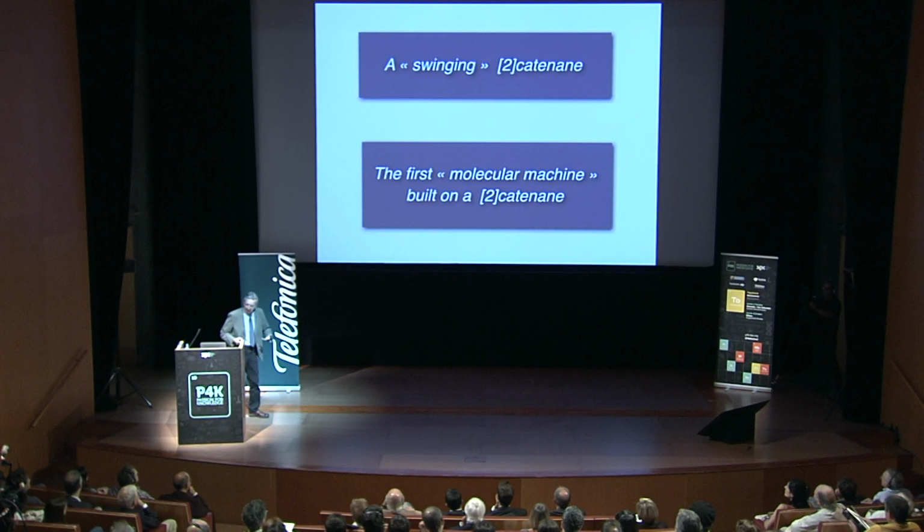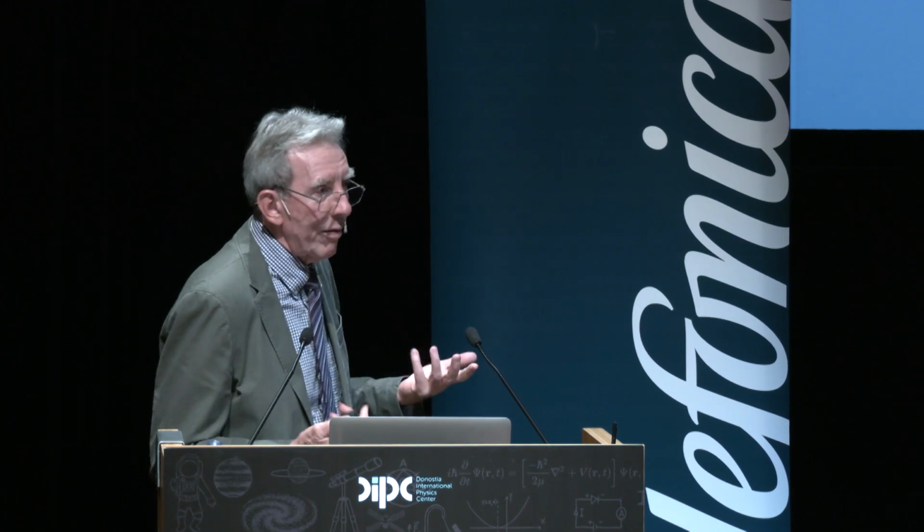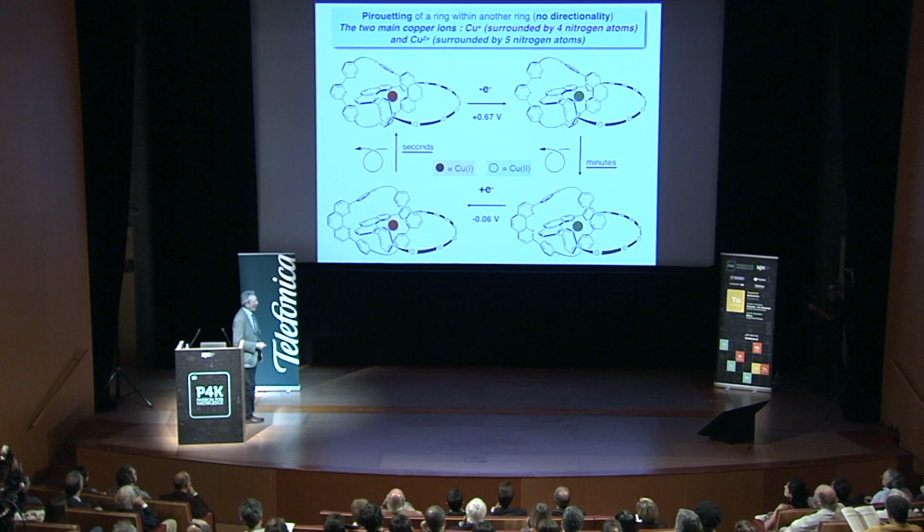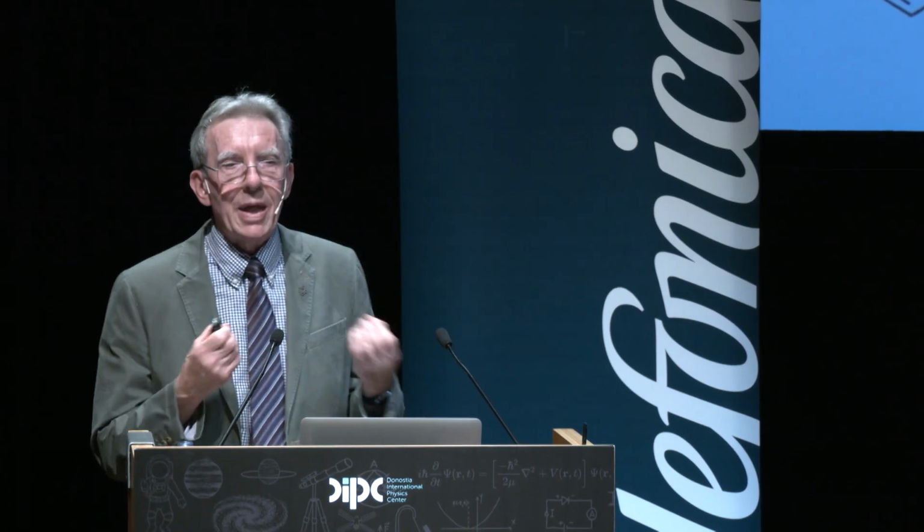Now let me show you the first molecular machine we made in Strasbourg. That was already a long time ago. It was what we call a swinging catenane or an oscillating catenane. And we will do a little bit of coordination chemistry, inorganic chemistry.